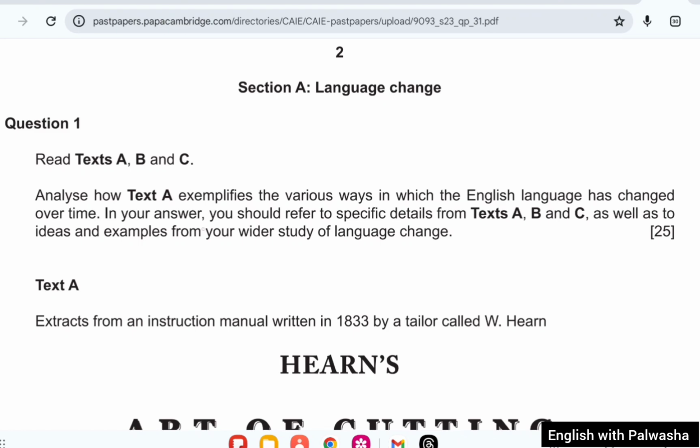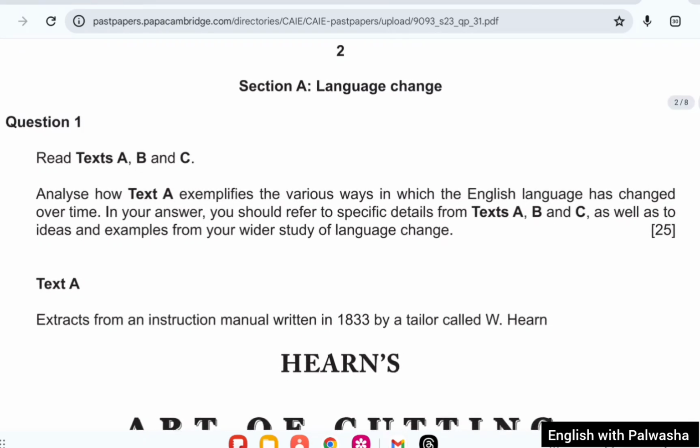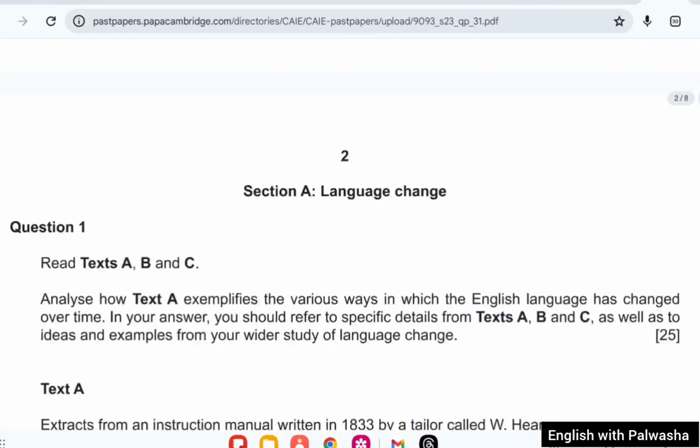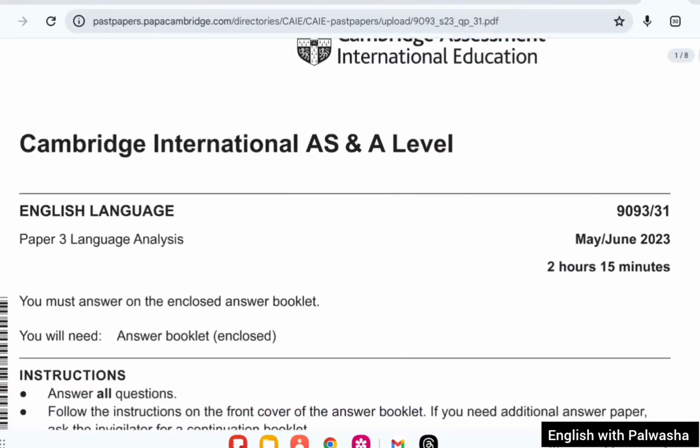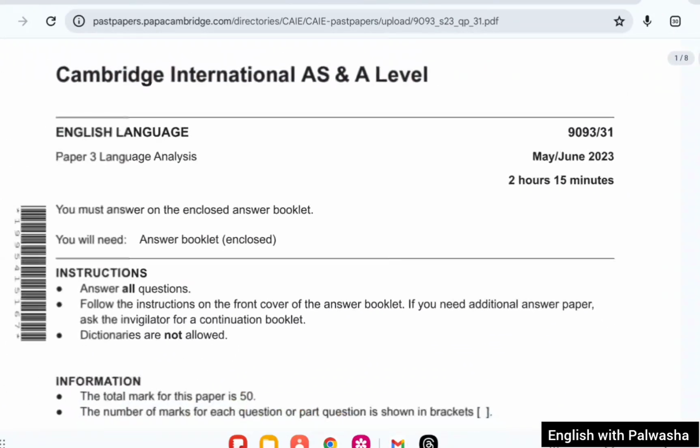So in your answer, you have to refer to specific details from Text A, B, and C. You will be given 3 texts altogether. So you have to refer back to your ideas and examples from your wider study of language change. And I'm sure that you have read detailed answers and responses on language change from the book which I have provided already in my previous videos.